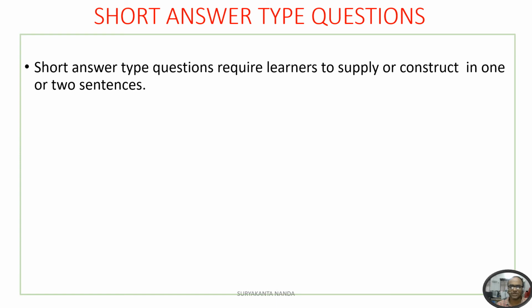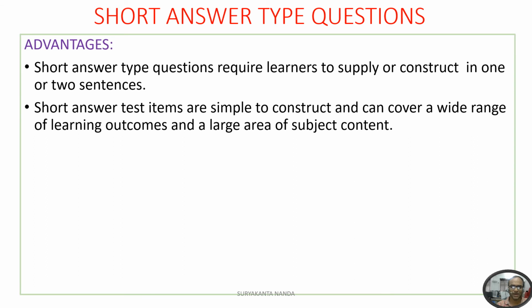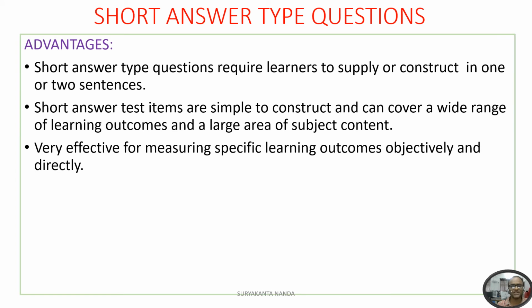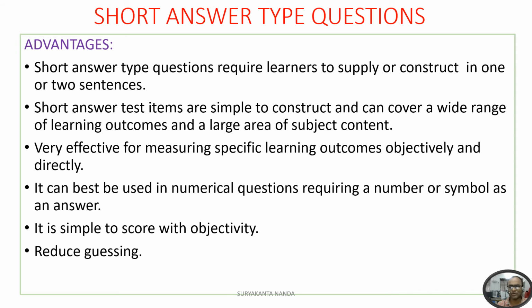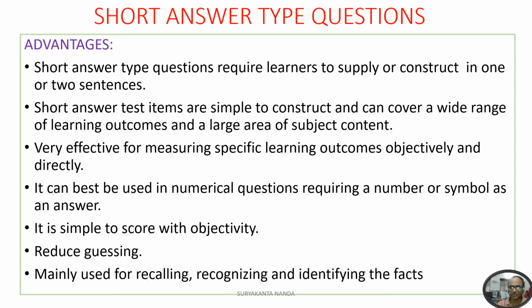Now, short answer type questions. Short answer type questions require learners to supply or construct an answer in 1 or 2 sentences. Let us discuss some advantages. Short answer test items are simple to construct and can cover a wide range of learning outcomes and a large area of subject content. Very effective for measuring specific learning outcomes objectively and directly. It can best be used in numerical questions requiring a number or symbol as an answer. It is simple to score with objectivity. It reduces guessing. Mainly used for recalling, recognizing and identifying the facts.